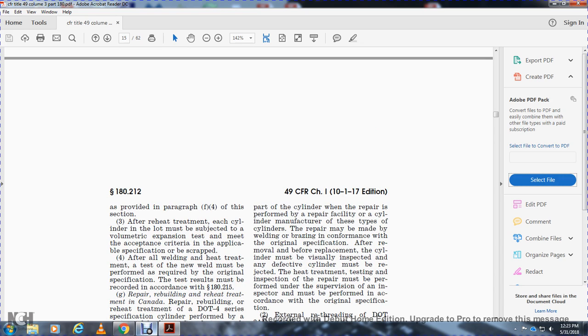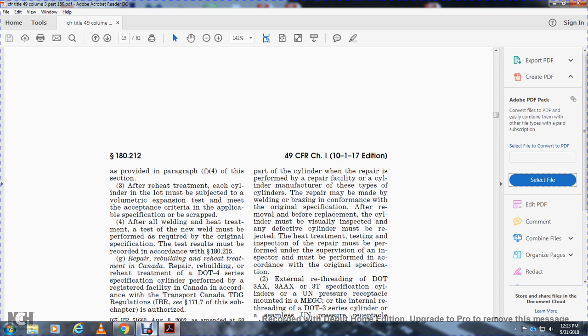After the welding heat treatment, the test of the new weld must be performed as required with the original specification. The test result must be recorded according to the statute 215.